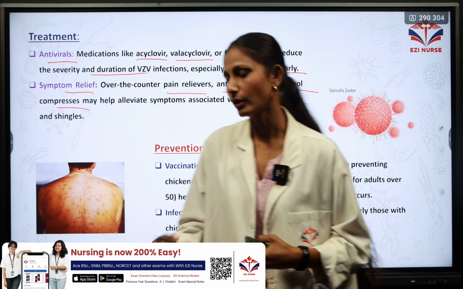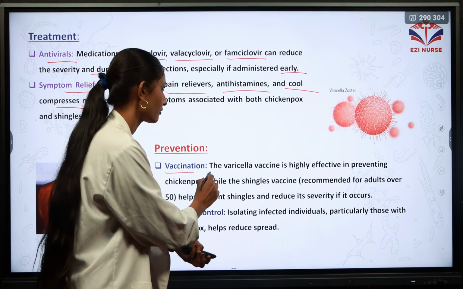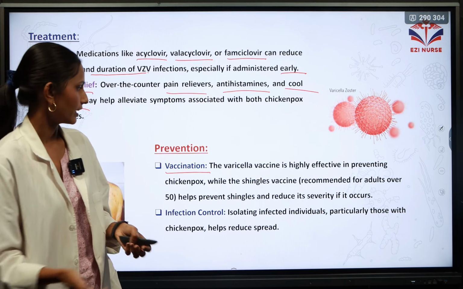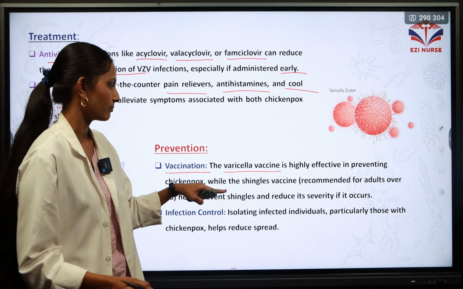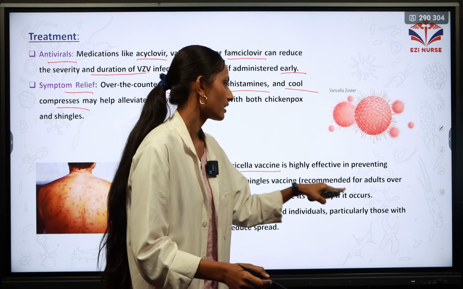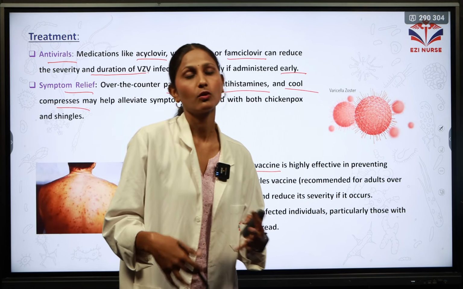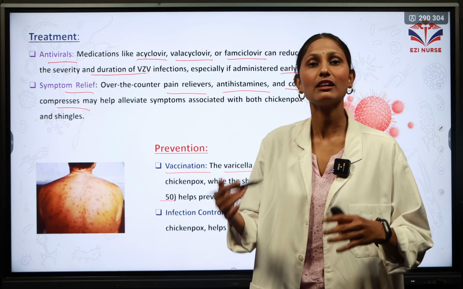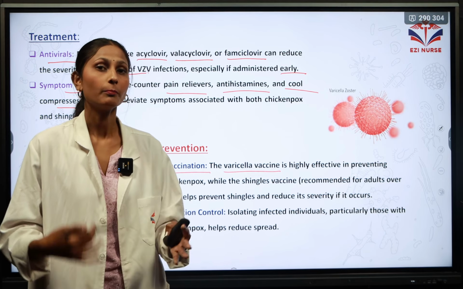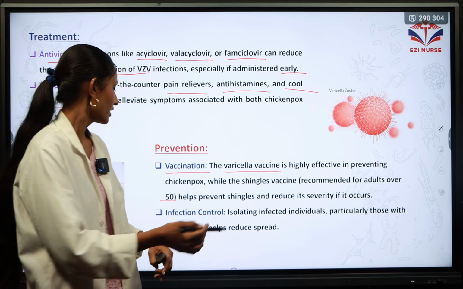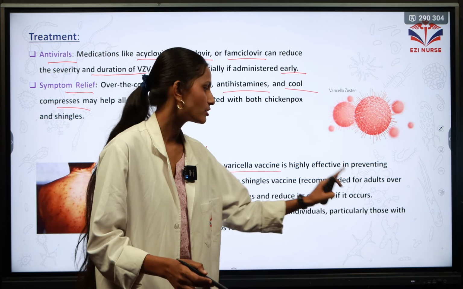Next, we will discuss prevention, how we can prevent these infections. Vaccination is available for chickenpox as well as for shingles. The varicella vaccine is highly effective in preventing chickenpox, while the shingles vaccine is recommended for adults over 50, because a 50-year-old adult has more chance of getting infected by shingles. That is why a 50-year-old person should get the shingles vaccination, which helps prevent shingles and reduces its severity if it occurs.